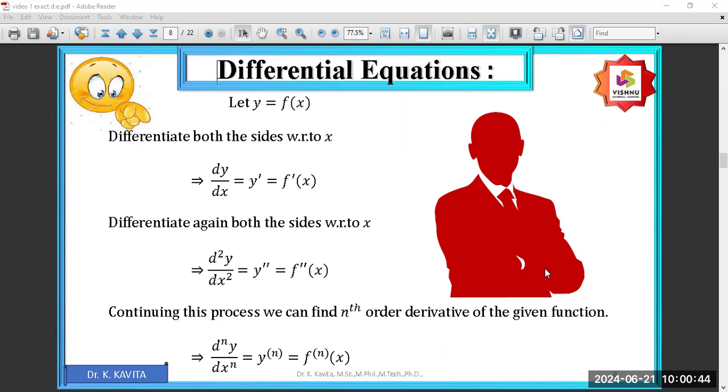Take y equals f of x, this is the function. We differentiate on both sides with respect to x and we get the first order derivative, y dash. Again we differentiate a second time and we get the second order derivative. Continuing the same, we get the nth order derivative of the given function.